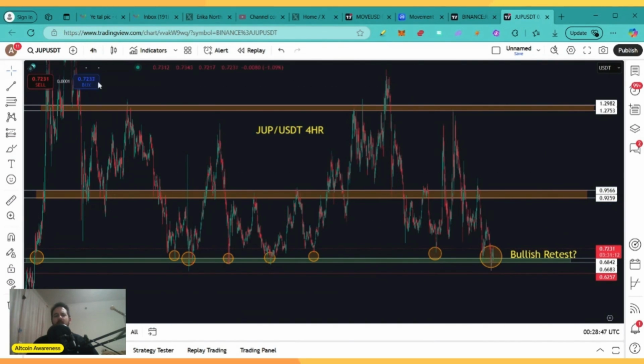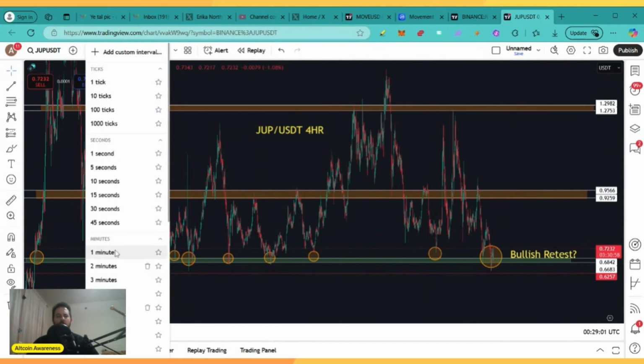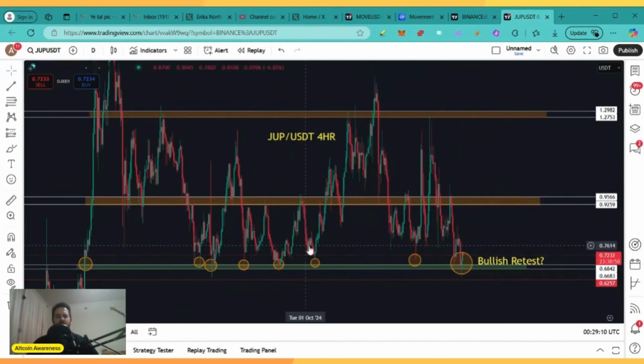However, we are currently looking at the 4-hour chart, so each and every one of these candles is 4 hours. And usually these huge moves take time to play out. If we zoom out to the daily chart, we see that it takes days for the price action to move from range lows to range highs, right? So that's the plan basically.